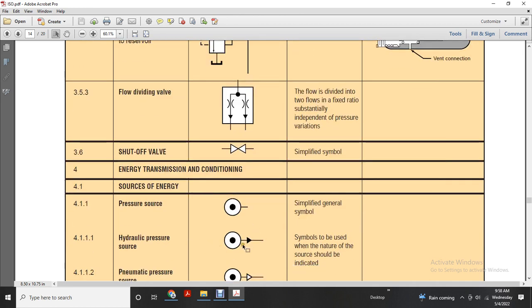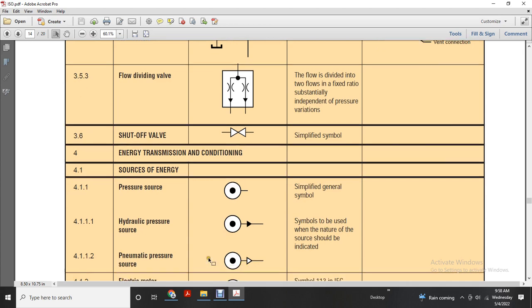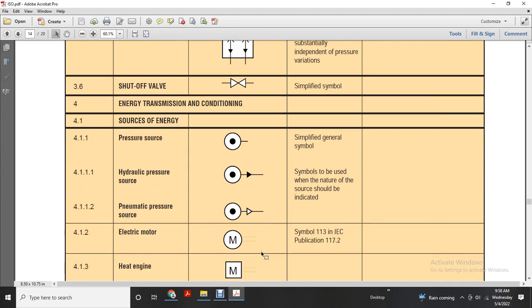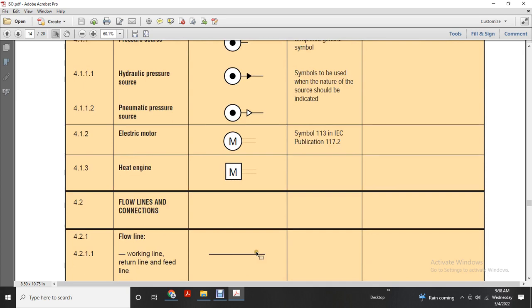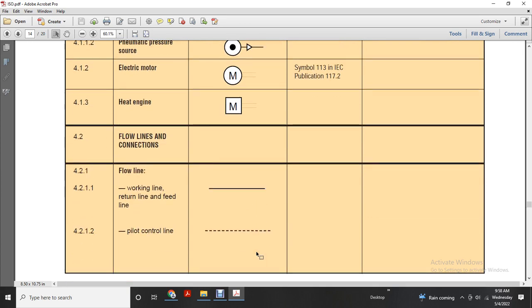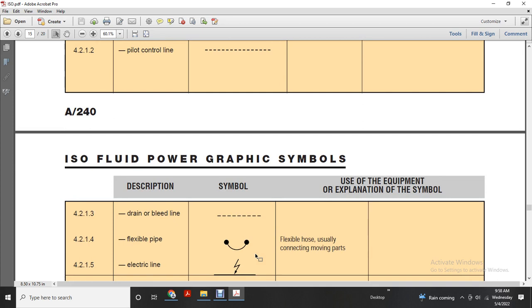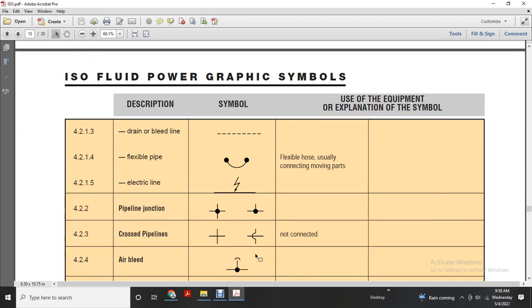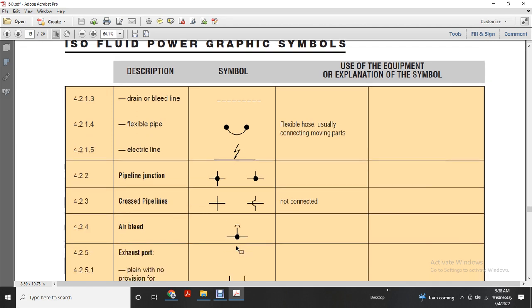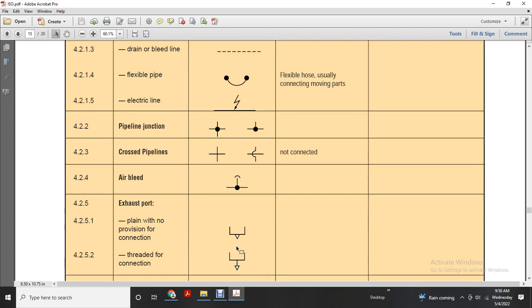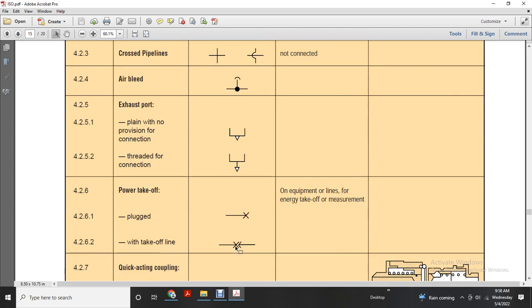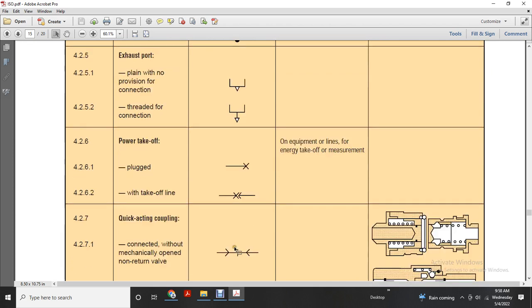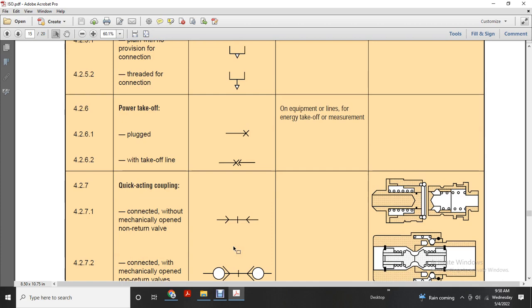Source of energy, pressure, simplified. General symbol of hydraulic pressure. Symbol of the nature of the source, indicated independent of pressure. Source: electrical motor, heat engine. Flow line, connection, working line, return and feed line, pilot control line, drain and bleed line, flexible pipe, electrical line. Pipeline connections connected with a dot, crossing pipelines not connected, air bleed, exhaust port plain, with a provision for connection, threaded connection, plugged, take-off line, quick acting coupling.